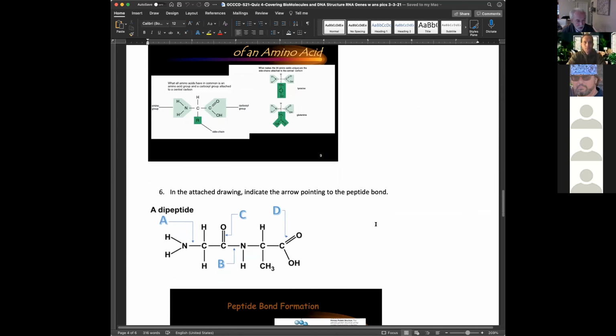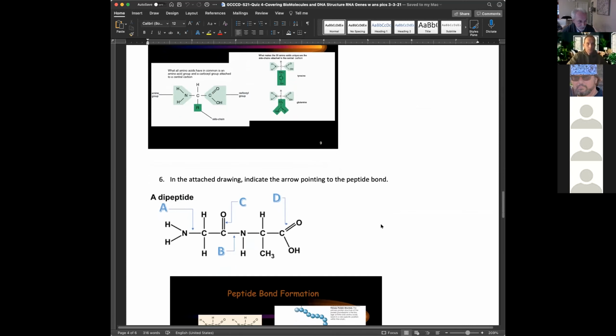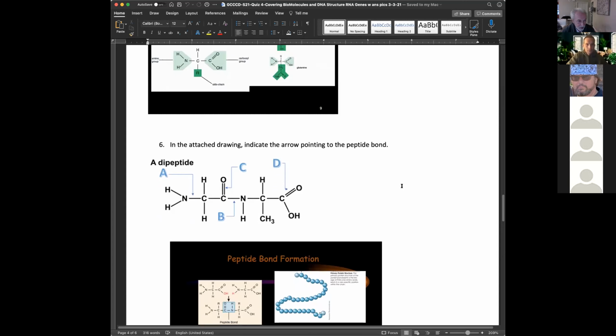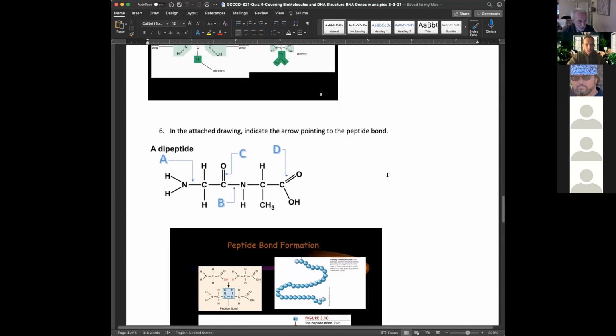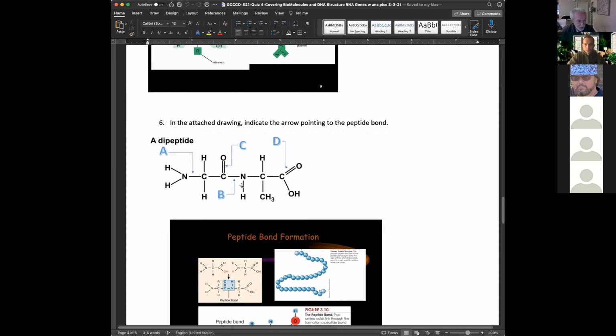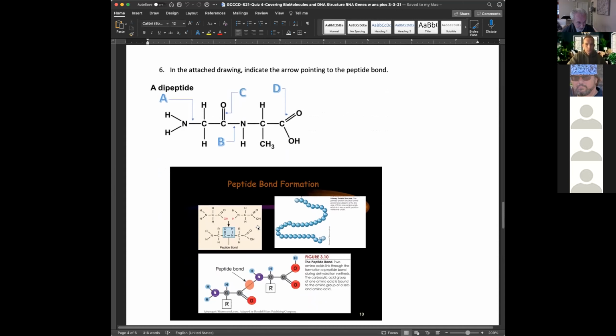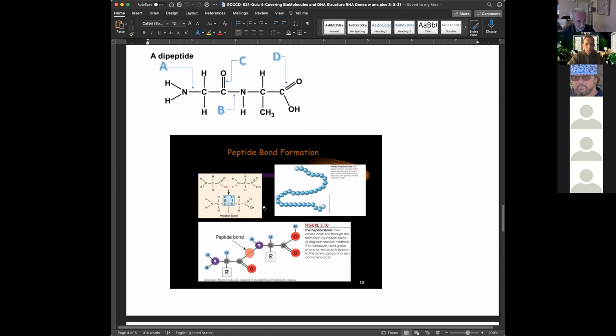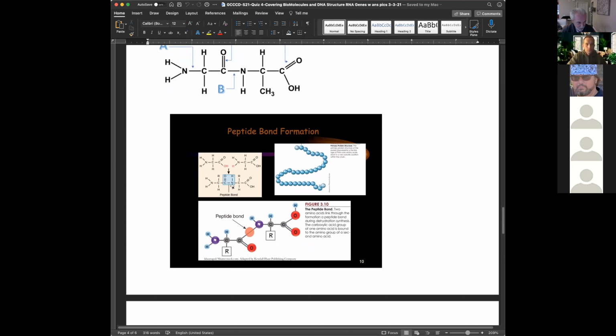Then I showed you a drawing of a dipeptide and asked you to tell me the letter pointing to the bond, which is a peptide bond. And most of you got this right. It's B. B is the peptide bond, in the context of a C double bond O and H. And that was illustrated in lecture by this slide. Peptide bond.